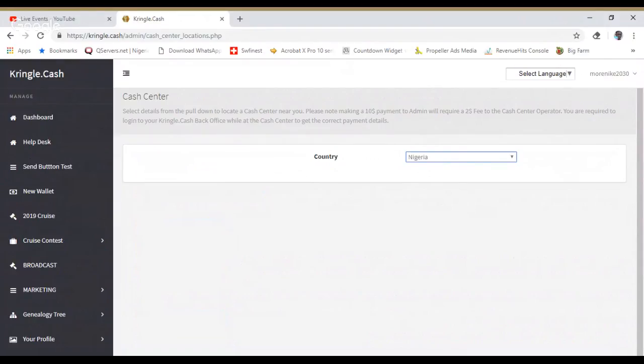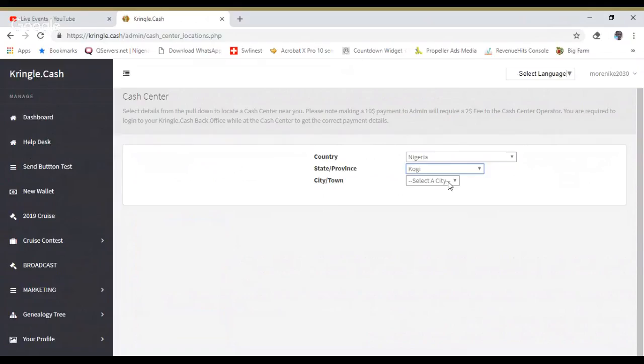When you select Nigeria, you wait for it to load. Then you select the state in Nigeria where you are. You go down. Like my state is Kogi State. You select Kogi State. When you select Kogi, you wait for it to load. Then you select the city or town.